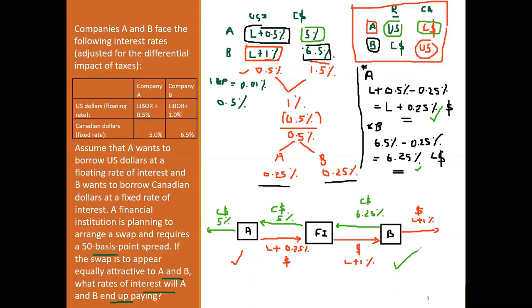Now check and see whether the return of the financial intermediary is 0.5%. Let's look at it in Canadian dollars. What is the return to the financial intermediary in Canadian dollars? Can you reply in the chat? The return to the financial intermediary in Canadian dollars. How much?